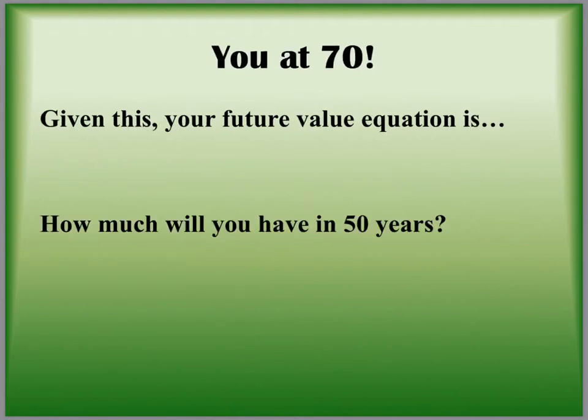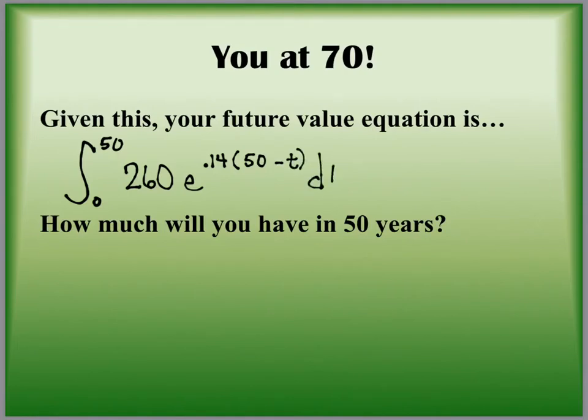Those three pieces of information actually create for us that future value equation. So it was an integral. It went from 0 to the capital T value, which we found was 50. R of t, my equation, how much I'm investing yearly, we said was $260. We have our e, raised to the little r interest rate, 0.14, times capital T, that was my 50, minus my lowercase t, dt. Those are the details, all just stuck into the equation.